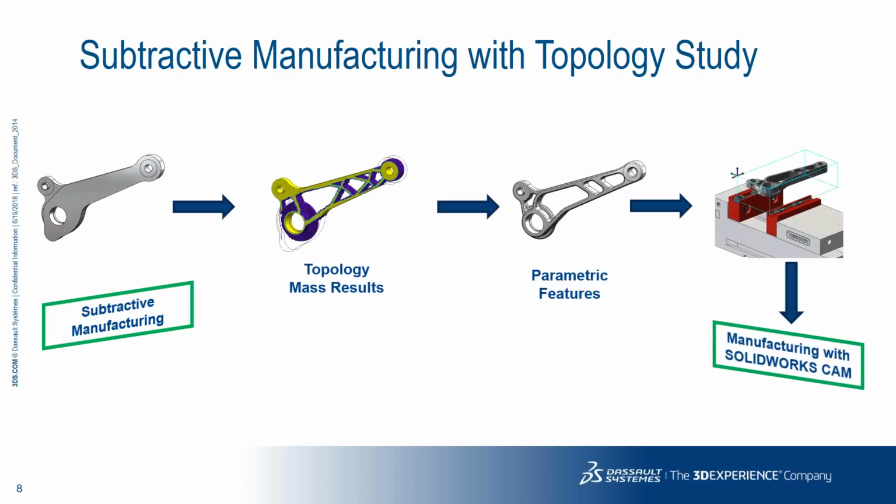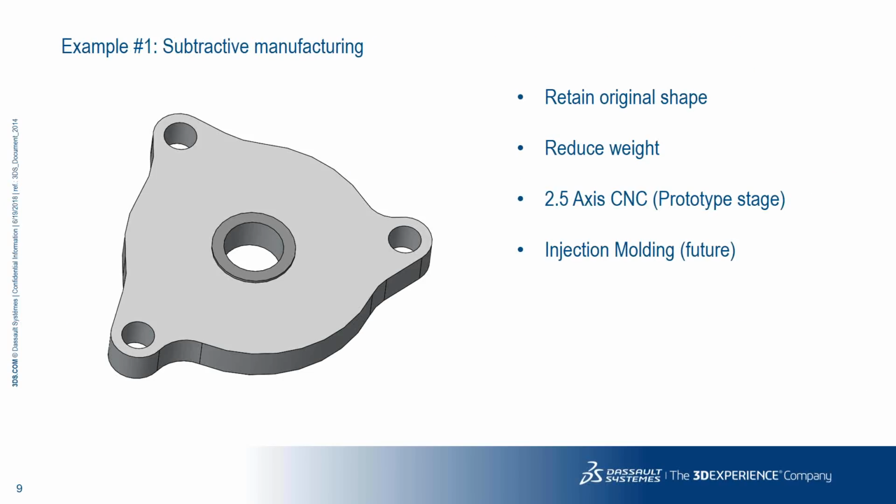So I have two examples today, and I'm going to start with a subtractive manufacturing example. So the goal is, with this tool, you want to be able to use it in both subtractive and additive manufacturing. So with subtractive manufacturing, the idea is that you want to try to keep the shape of the original design as much as possible. And you want to try to remove material to possibly reduce weight, or possibly turn this part into an injection molding part down the road.